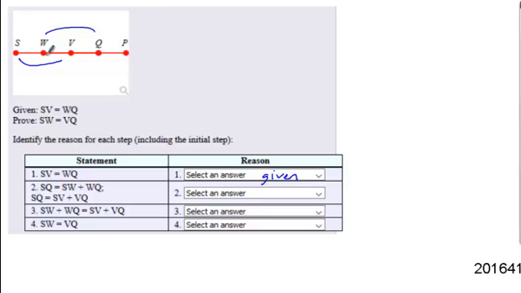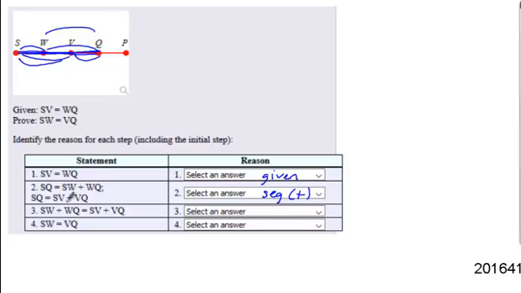The sum of the parts equals the whole, so let's test it and see. Here's SQ. Is that equal to the part SW plus WQ? Yes, so that's segment addition. Check the other one as well: SQ, the same segment, is equal to the part SV plus the other part VQ. So even though they're separate parts, they still form the segment addition.